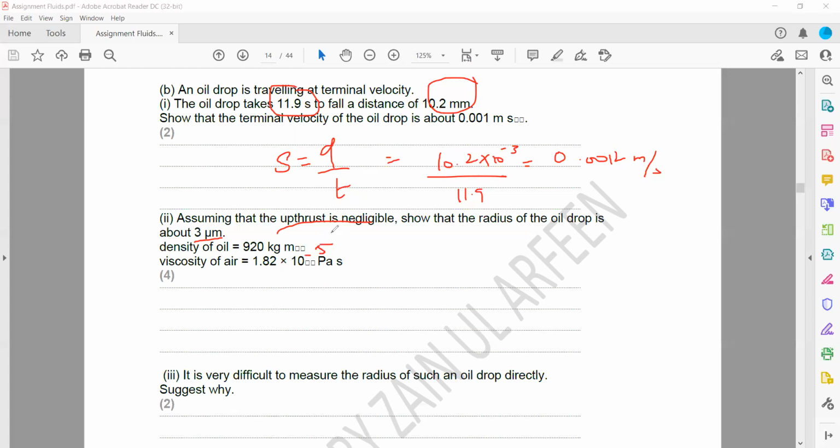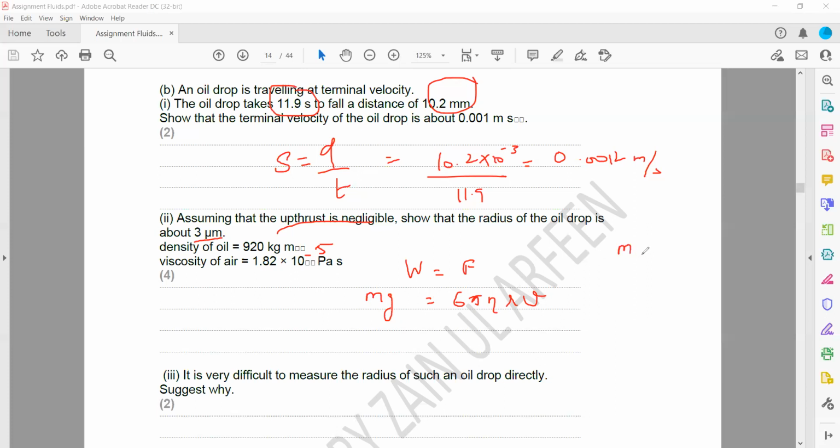So if we neglect the upthrust, we can say weight is equal to drag force. What is the weight? Weight is equal to mg. And what about drag force? It is 6 pi eta r v. This v is the terminal velocity. We need the radius. And what about the mass of the object? We have the density and we need a radius.